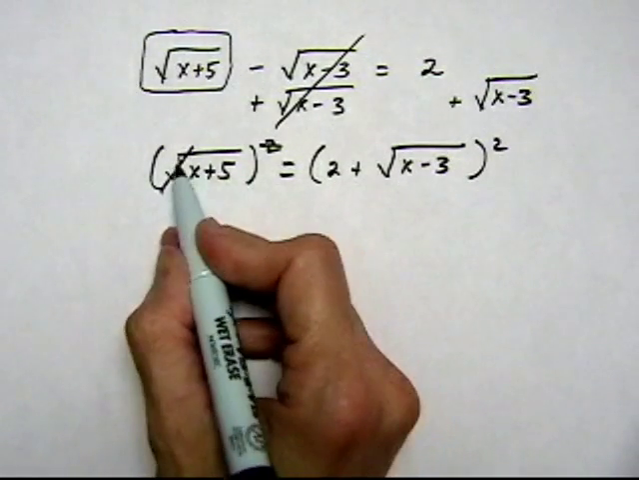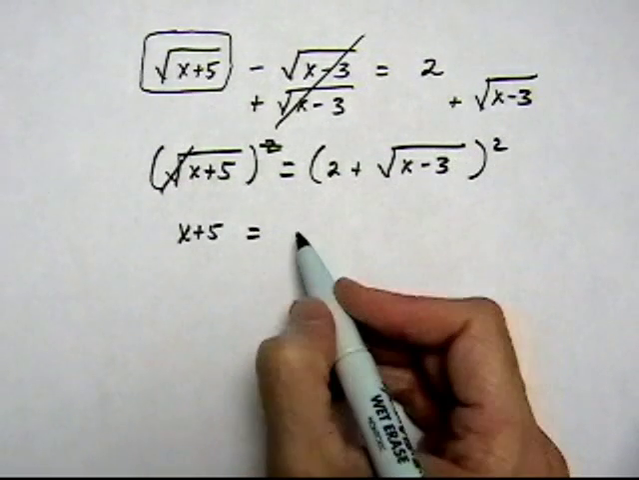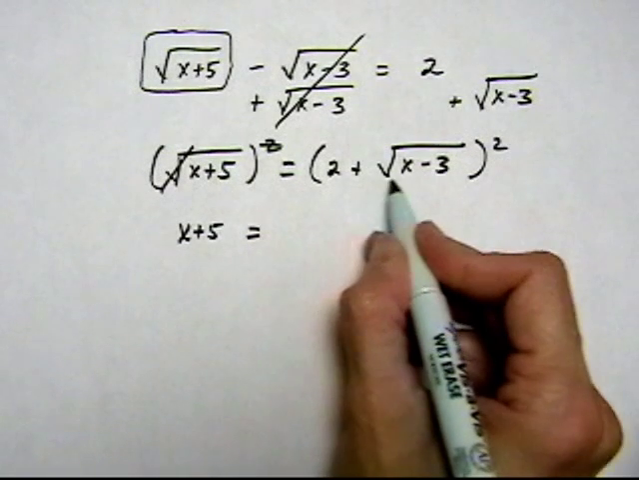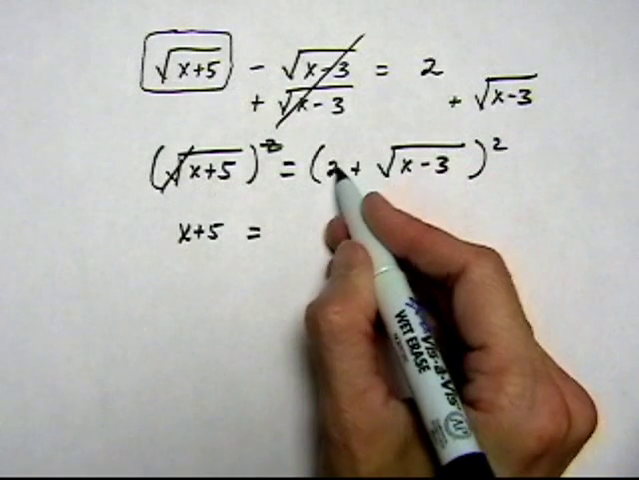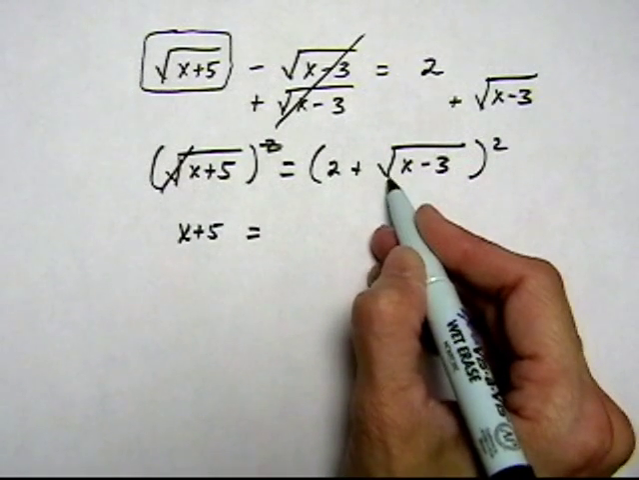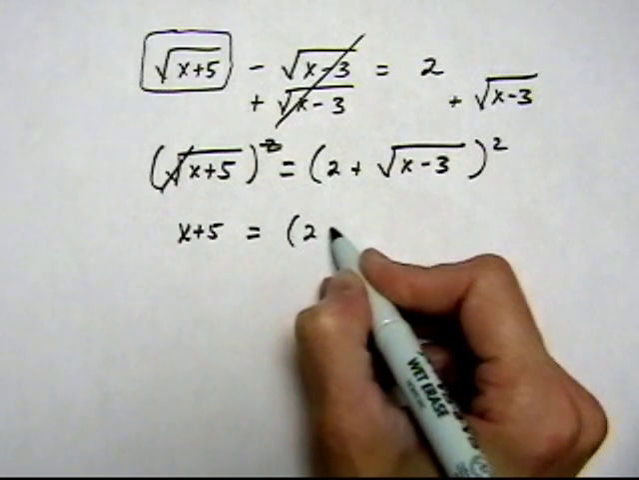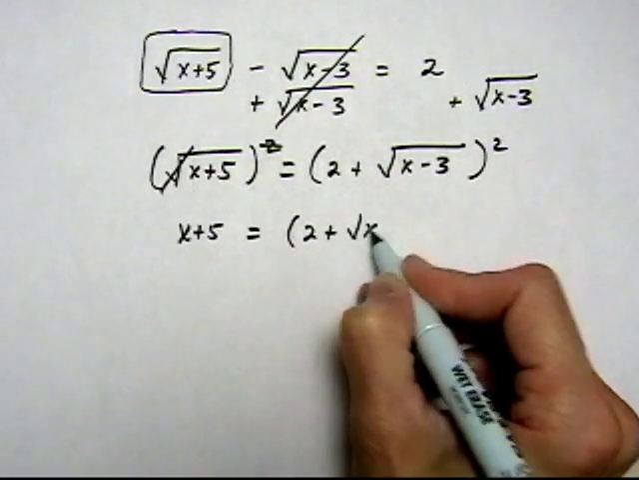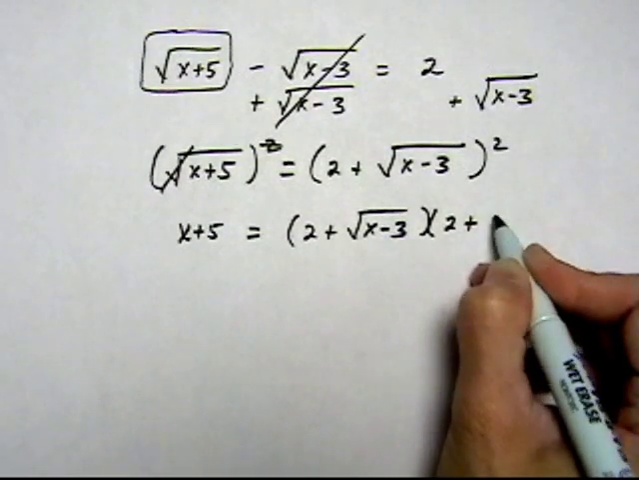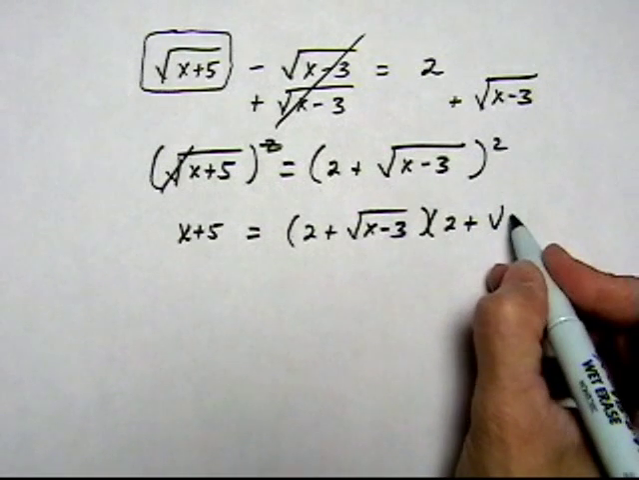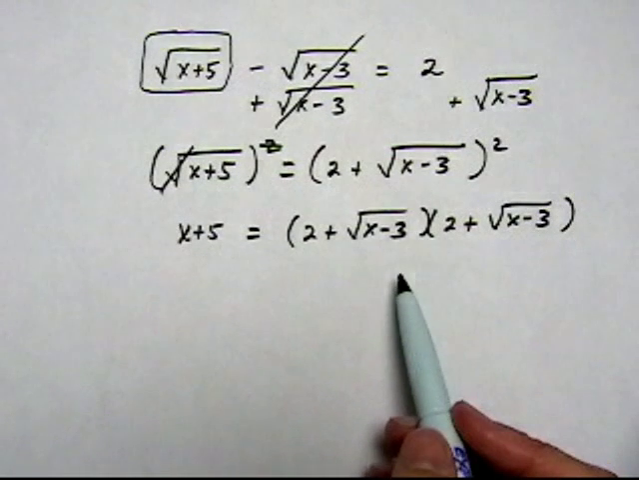So if we square this square root, we get the insides out, which would be x plus 5 equals, and now we have this entire quantity squared. Now be really careful here not to say 2 squared plus square root of x minus 3 squared. You actually have to write it multiplied by itself, which means you're going to have to FOIL it out. So we're going to end up getting a middle term that we would lose if we just distributed the exponent, because we cannot distribute exponents over addition or subtraction.